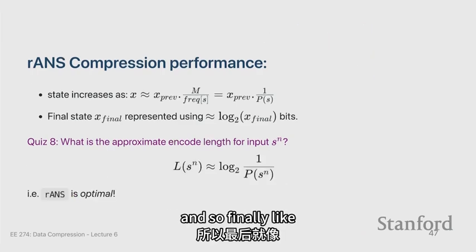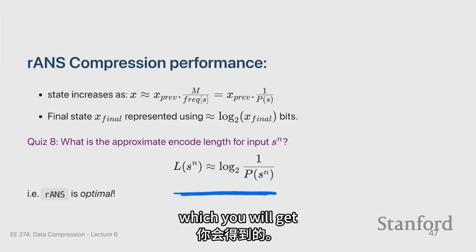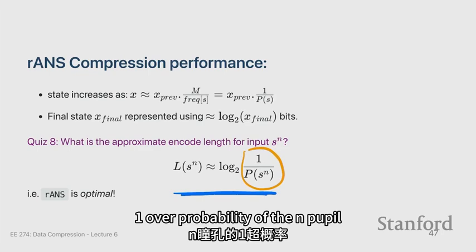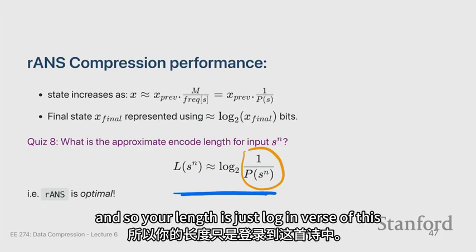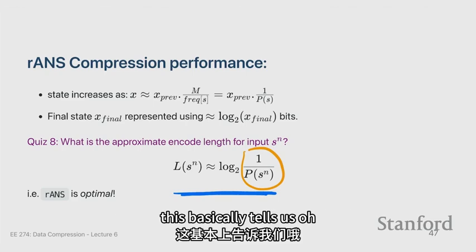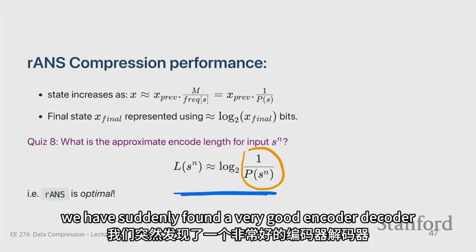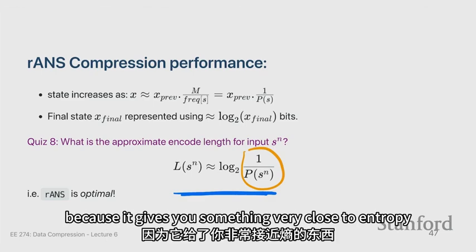And so finally, the rough length which you will get is you are multiplying the whole thing by 1 over the probability of the n-tuple of whatever that symbol sequence is. And so your length is just the log inverse of this. And again, tying back to a thumb rule, this tells us we have suddenly found a very good encoder decoder because it gives you something very close to entropy.